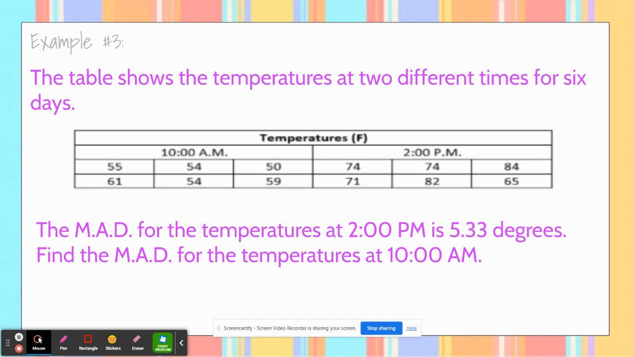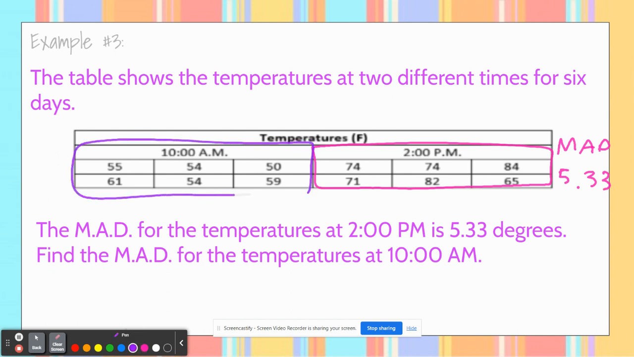Example 3. The table shows the temperature at 2 different times for 6 days. The mean absolute deviation for the temperatures at 2 p.m. is 5.33. So our mean absolute deviation, they've already calculated it for us, is 5.33. Find the mean absolute deviation for the temperatures at 10 a.m. So our temperatures at 10 a.m. are to the left on the table.